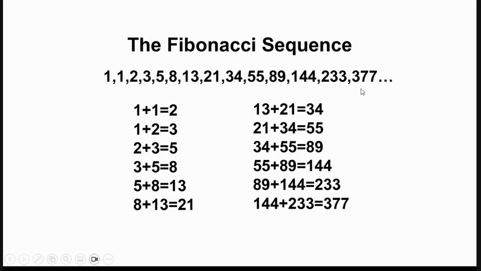144 plus 233 is 377. 233 plus 377 is 610. And the sequence goes on and on and on. And this is known as the Fibonacci sequence.